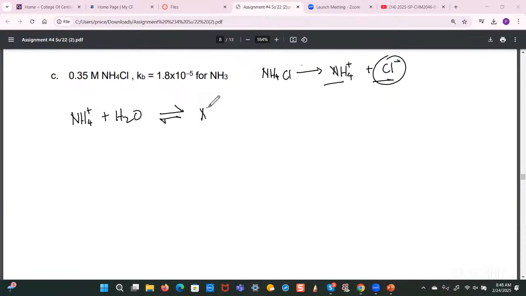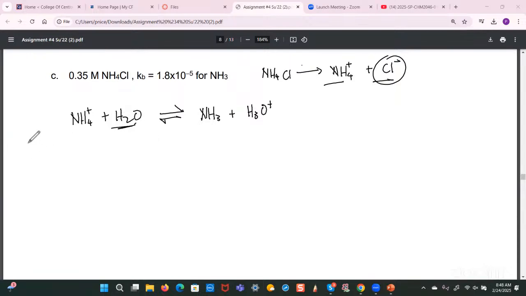NH3 plus H plus. That's true too, but since we have included water here, that would be H3O plus, because the proton will be donated to the water, all right?